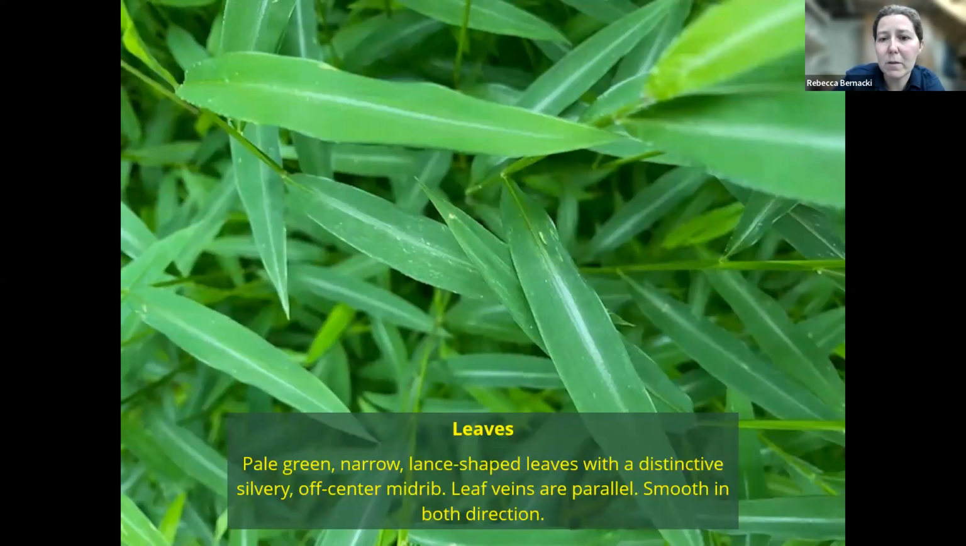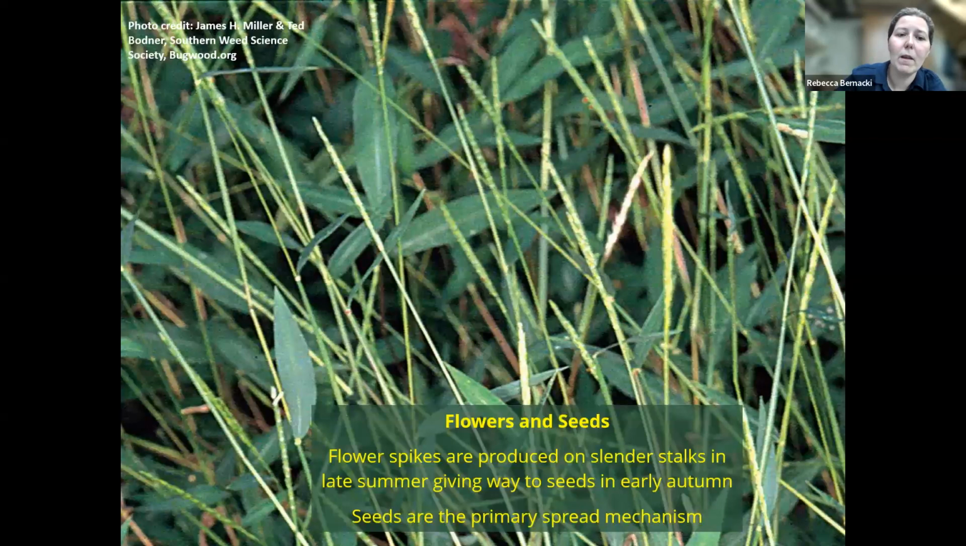These leaves are also going to be smooth in both directions. So if we take our finger and rub it along the top and the bottom of the leaf, it's going to be smooth in both directions. These plants do produce seeds via flower and seed spike. The flower spikes are going to be produced on slender stalks in late summer, giving way to seeds in early autumn. So I have found in our area, we start to see these flower spikes in late August, and we're really seeing seeds set in September. Seeds here are that primary spread mechanism.